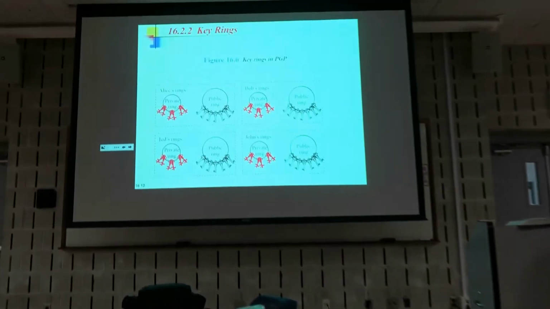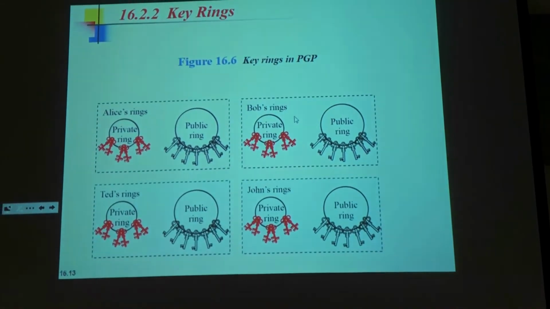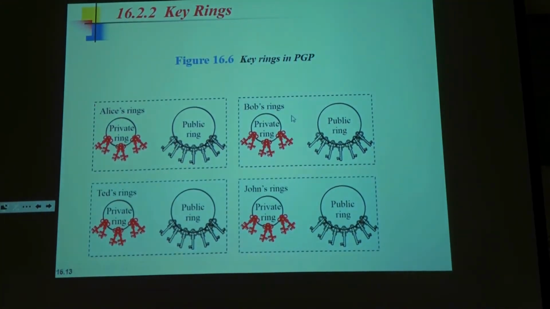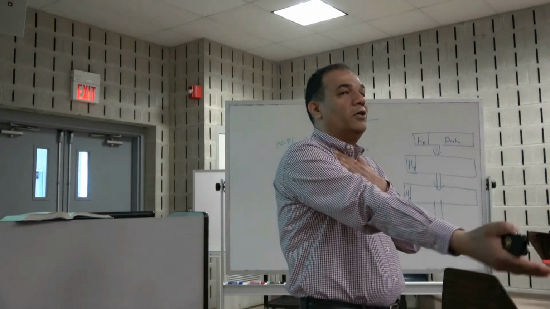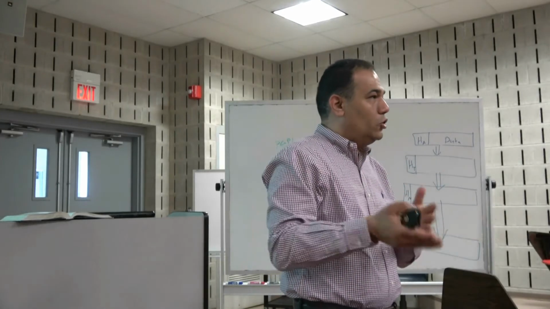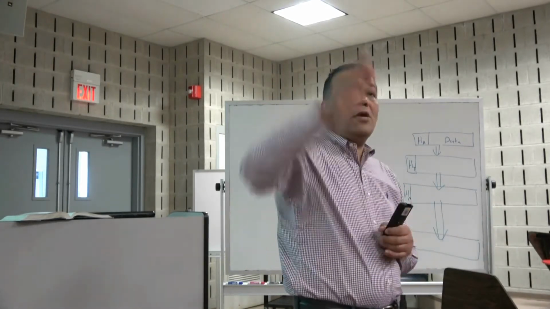All right. So security has a cost, as you know. Key rings for PGP. For example, Alice's ring: she will have a private ring, and a public ring for public keys of other people. I have a private key to communicate with her. It's one key. To communicate with him is another key, which is a pair of keys, right? Each private has a public. But for other people, I only have their public key.